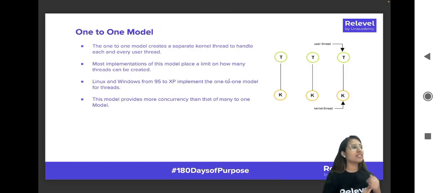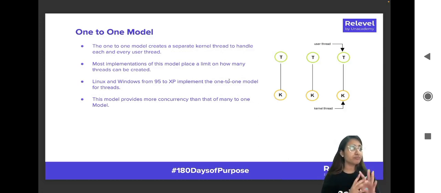Next, we have the one-to-one model. In the one-to-one model, we create a separate kernel thread to handle each and every user thread. Most implementations of this model place a limit on how many threads you can create, because the more threads you create, the more kernel threads would be required to map them. Linux and Windows from 95 to XP implement the one-to-one model for threads. This model provides more concurrency compared to the many-to-one model.